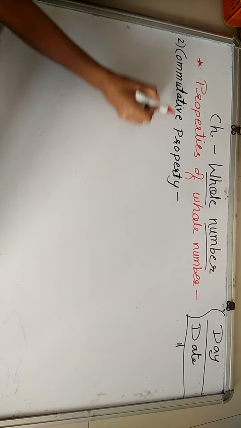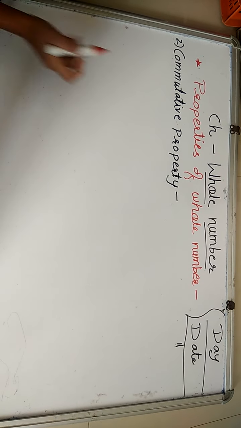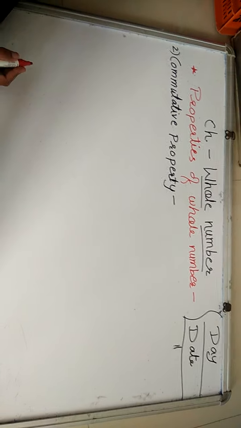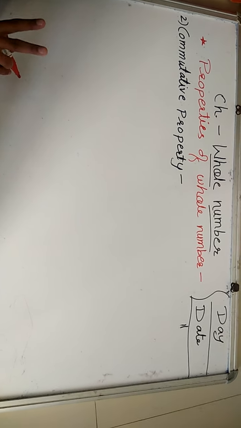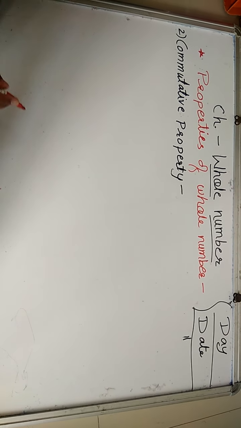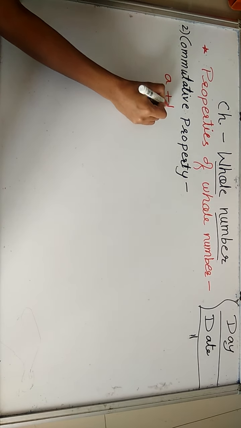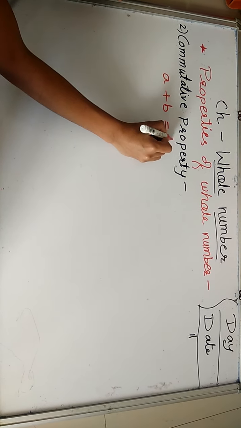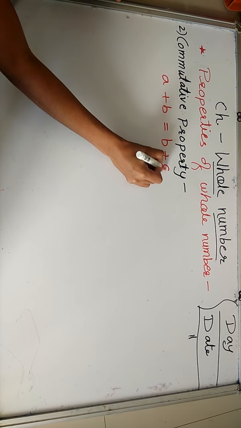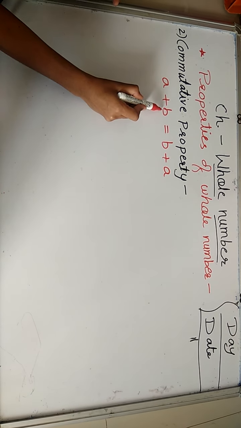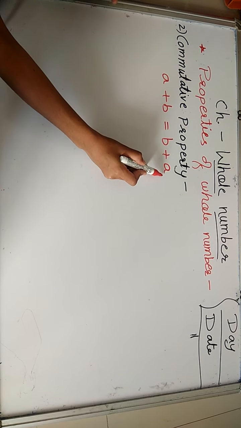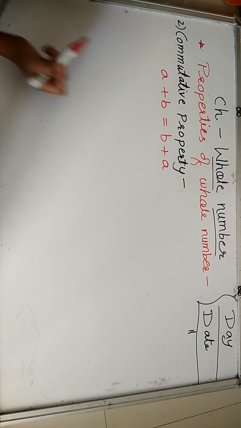The second property is commutative property. Now what is commutative property? The sum of two whole numbers remains the same even if we change their order. A plus B is equal to B plus A. If you observe, I changed their order.